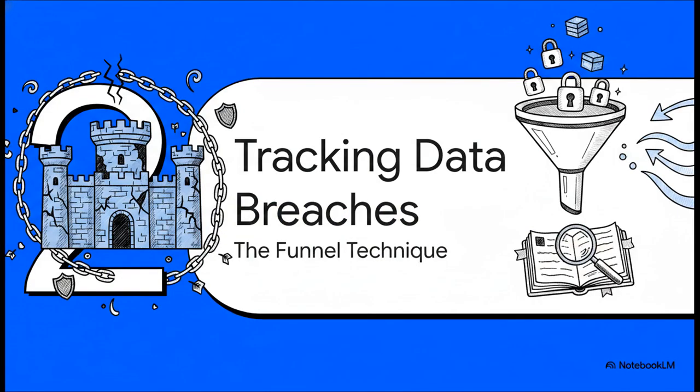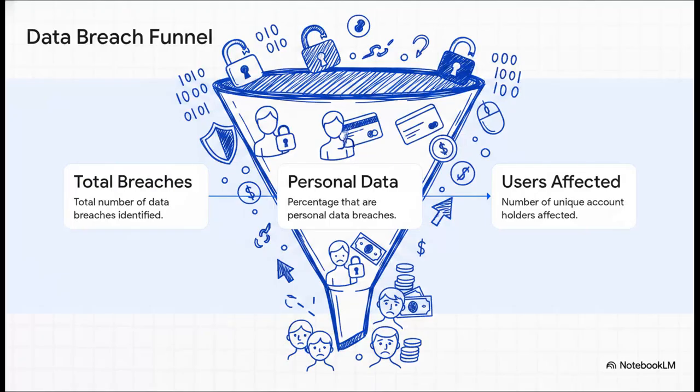Moving on to part 2, tracking data breaches, the funnel technique. To measure when that digital fortress is actually breached, SASB uses a specific metric. It's called FNCF230A.1, and this brilliantly illustrates what I like to call a funnel approach to force absolute transparency. An entity can't just throw out a single confusing number to the public. They have to break it down in 3 very clear steps.